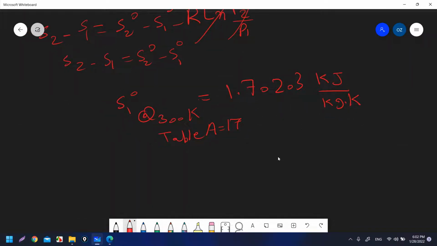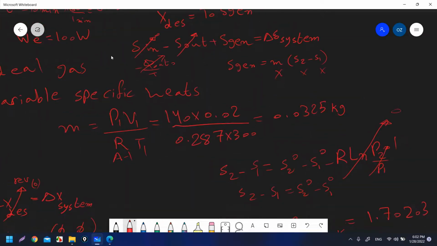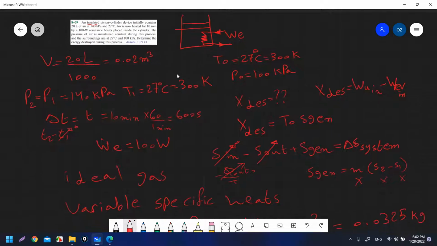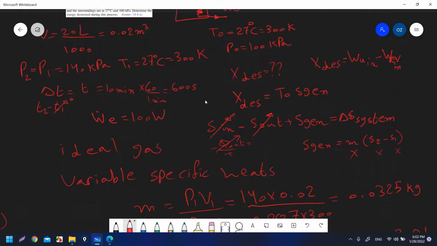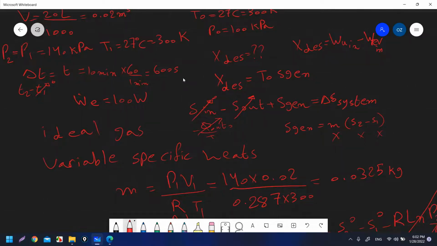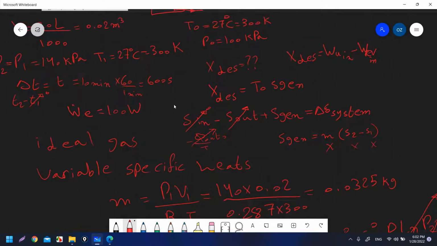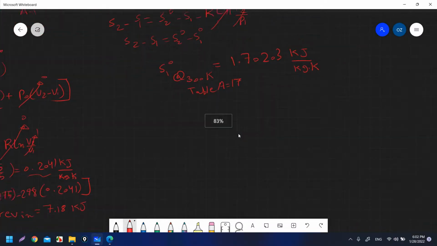And for S2 naught, what are the properties at state 2? I have the pressure, but there is no pressure in table A17. I don't have any other thing about state 2. So I have to find another way to find a property at state 2. And always when we get stuck, look at the energy balance. Okay, let's try the energy balance.